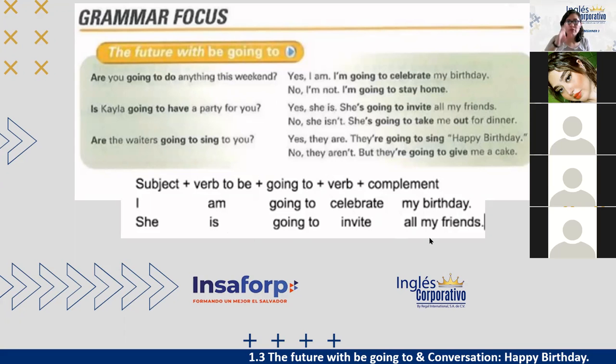Veamos, la estructura, ¿verdad? We have the subject, verb be, going to, verb plus complement. Okay? Entonces, con la estructura, yo sé que ya no hay dónde perder. Media vez yo sé cuáles son los elementos que van ahí. That's what I have to do. Okay?